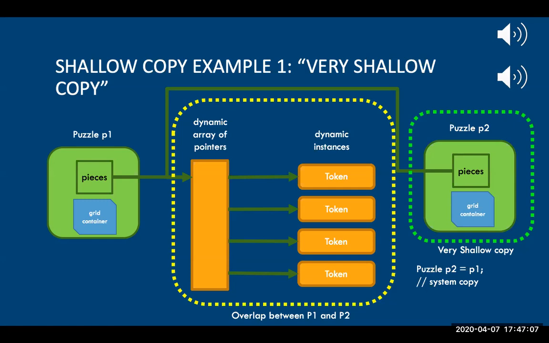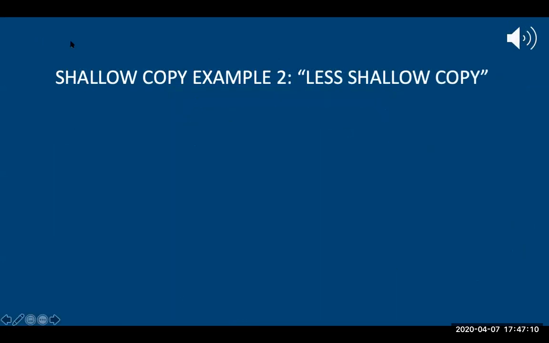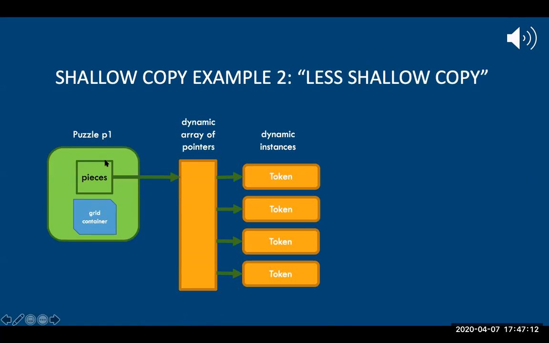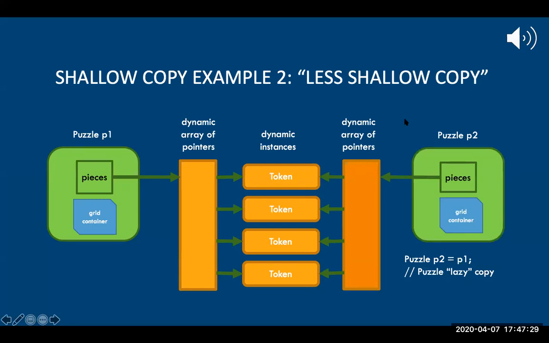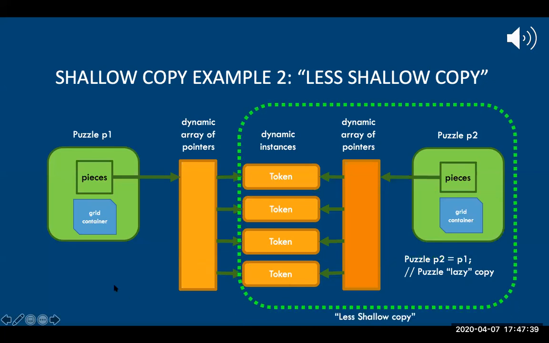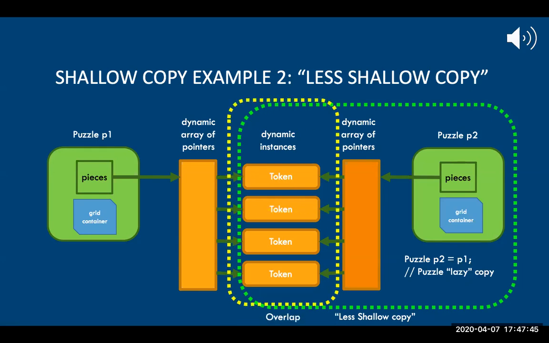So I should point out, I put a few audio things on there to help you if you come back to this PowerPoint. So here's example 2. Puzzle 1, again, we've got the same kind of situation. And then if, instead of using just a system level copy operator, we did something a little bit more involved, where we created a duplicate of this array of pointers, but they were still pointing to the same tokens in the middle, we've improved our copy a little bit. It's less shallow, but we still have this overlap in the middle.